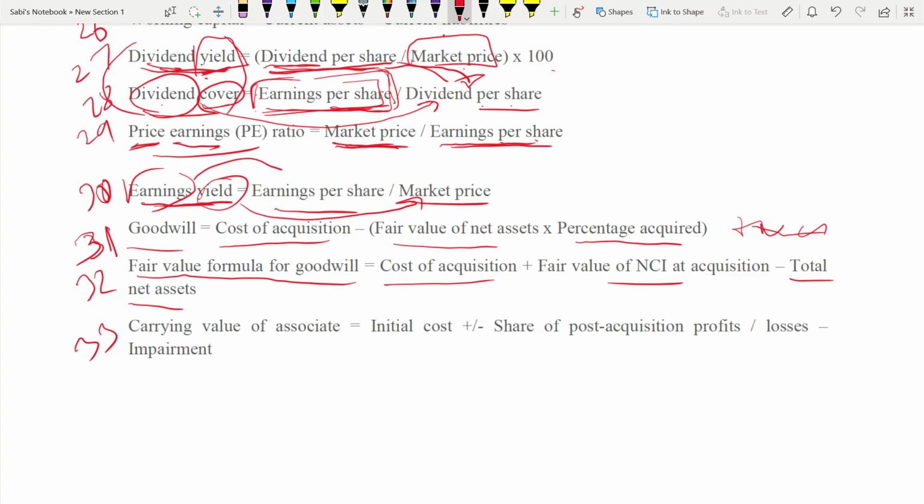Fair value of NCI. NCI can be calculated using two methods. I'm writing it down here. One is fair value. One is proportionate share. If it's fair value, it will be given to you. Sometimes they will say that the fair value is taken like this. They will give you the share price, and they will give you the number of shares. So in that way also you can find out the NCI. But most of the time fair value of NCI is given as it is. It's easy.